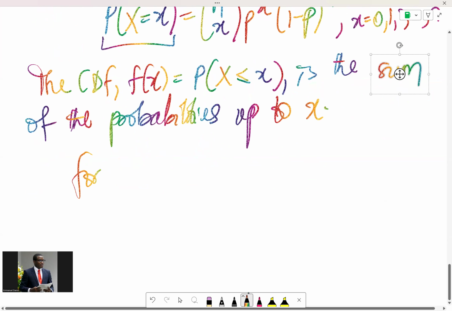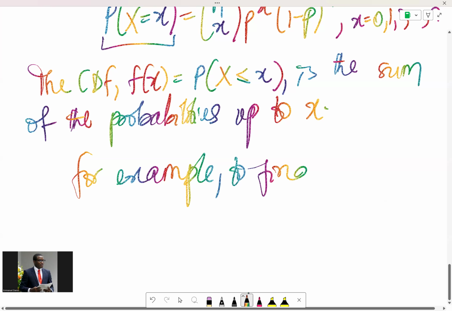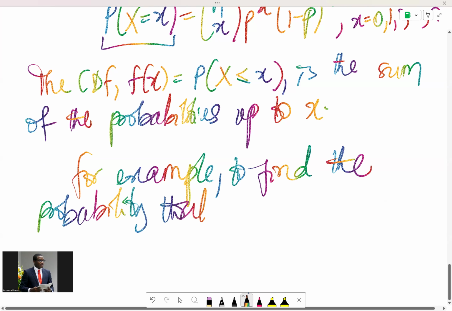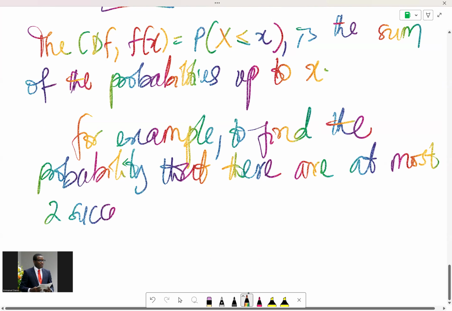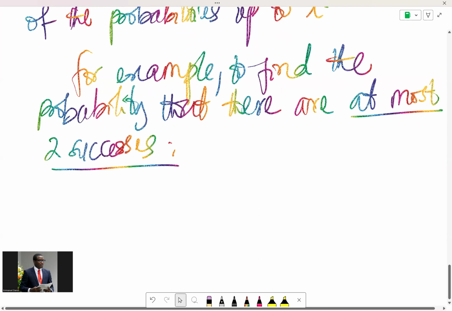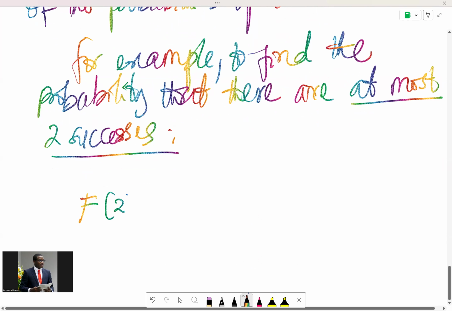For example, to find the probability that there are at most two successes. So at most two successes now. That's the focus. In that case, we're actually looking for F of 2, which is the probability that X is less than or equal to 2.